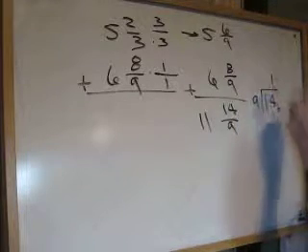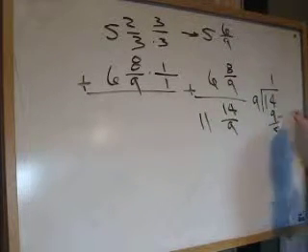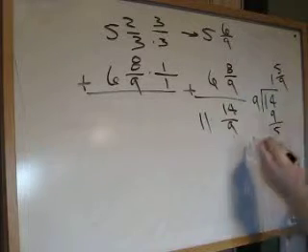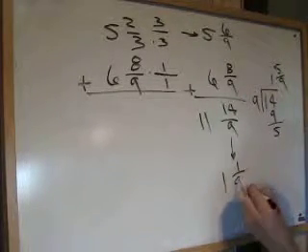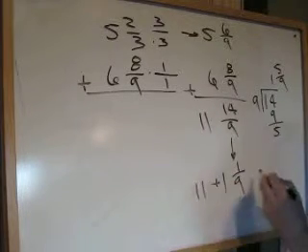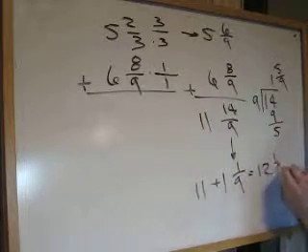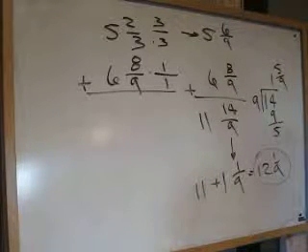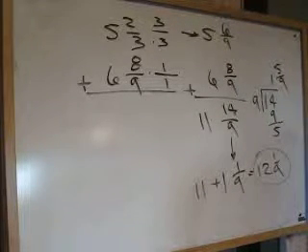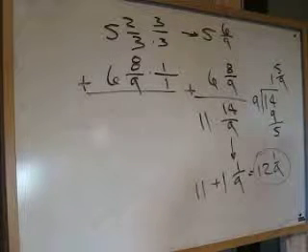9 goes into 14 once, 5 left over, so 1 and 5 ninths. So 14 over 9 is the same as 1 and 5 ninths, and we're going to add that to our 11 and get 12 and 1 ninth. So that ends up being our final answer there, if I did everything right.